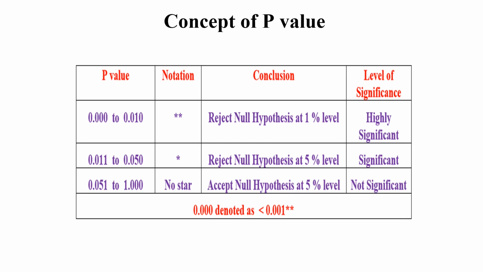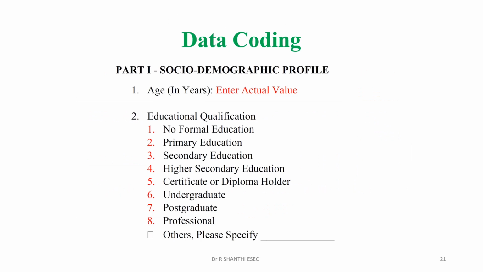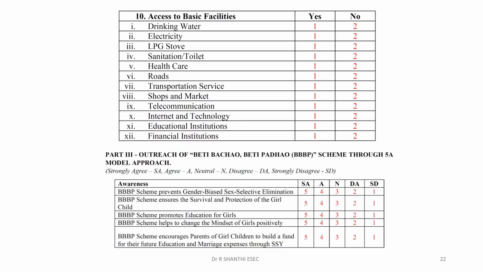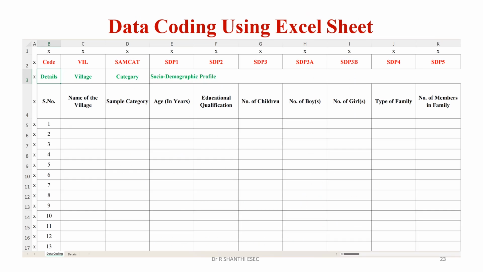Always, if you get the p-value as 0.000, you should change it to 0.001, because 0.000 doesn't make any sense. Now I have shown the data coding and the socio-demographic profile, where you have age, gender, educational qualification, income and salary.